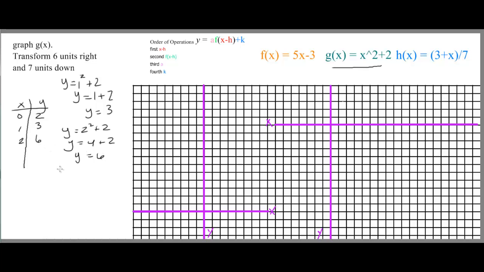How about we do a negative, how about negative 2? We'll go the other way and get the other side of our parabola going here. That gets us to 6. How about one more? Well, let's just do minus 1.